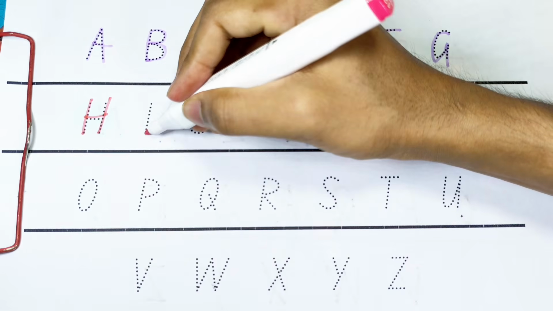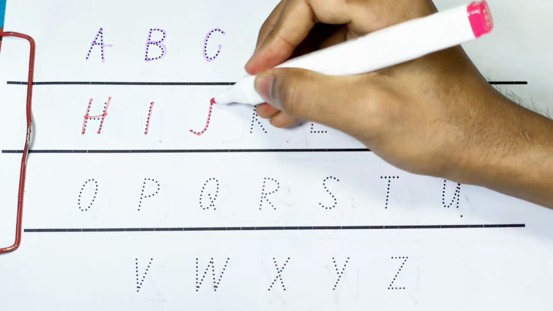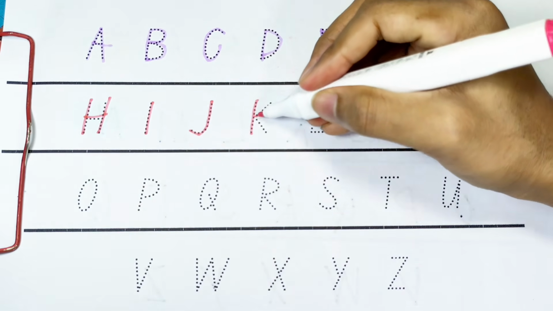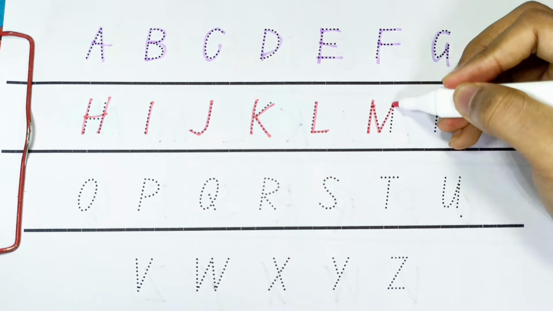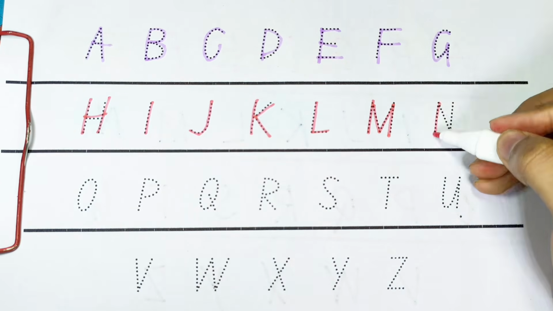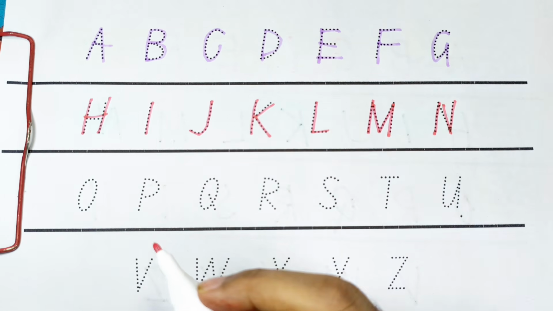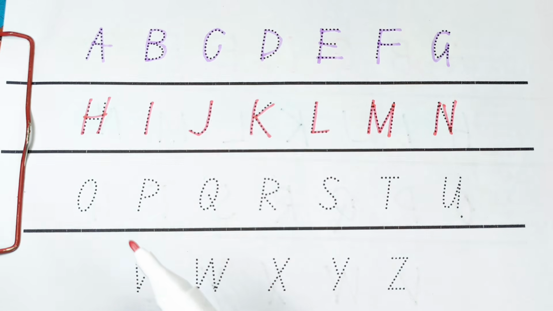So kids, now we are using the color of coral red color and writing the alphabet of H. The next one is I. J, K, L, M for moon. N for nose, N for nest. The next one is O.